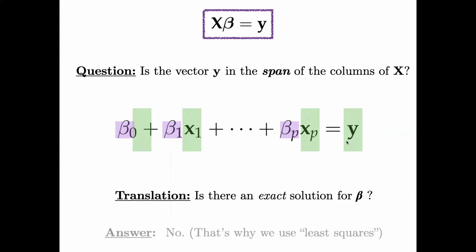And the answer is no. That's why we use least squares, because this system of equations up here is inconsistent. It has no exact solution. Our data does not fall on a flat line or planar surface.